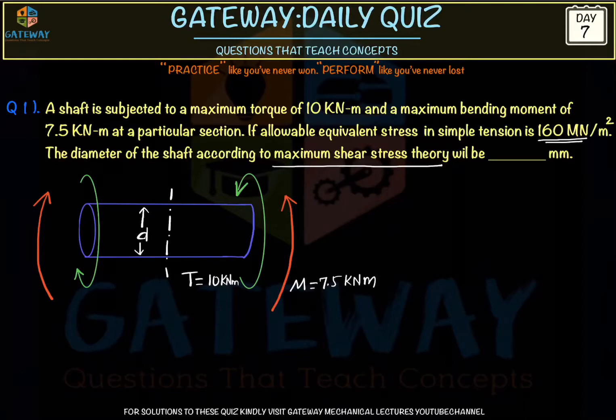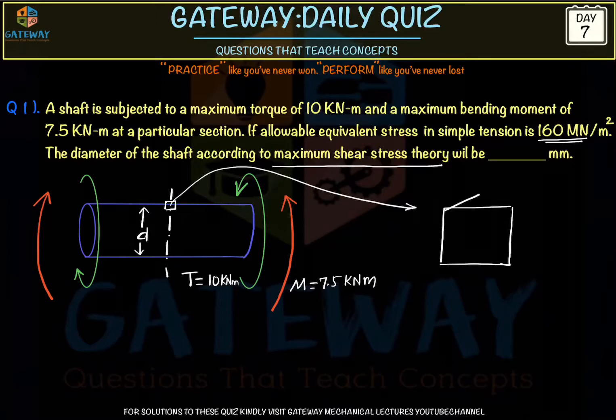Here I have considered this element, and I will be representing it here. This is our element; a general element is shown by a cube. Now what are the stresses acting on this shaft? First, due to the bending moment, bending stress will be acting. Then what is the direction of the bending stress here?